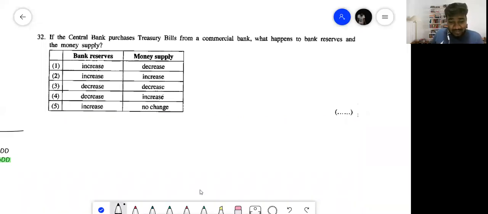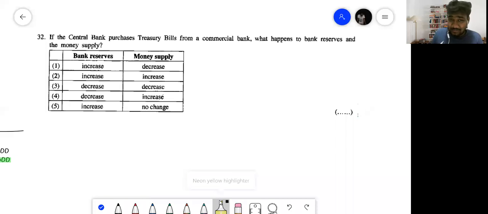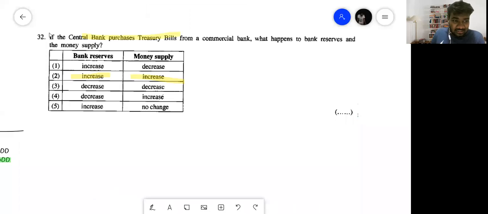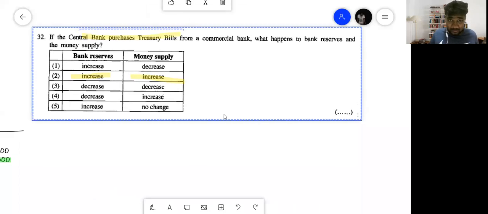So if the central bank purchases, they're giving these people money, right? Commercial banks are getting money. So bank reserves, what happens? Bank reserves increase, right? When the central bank purchases, bank reserves increase. What happens to money supply? Then they can give out more loans. Money supply also increases. So simple questions there. So 32, answer number 2.